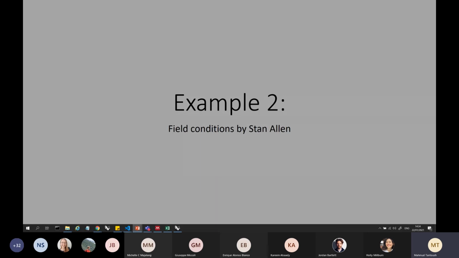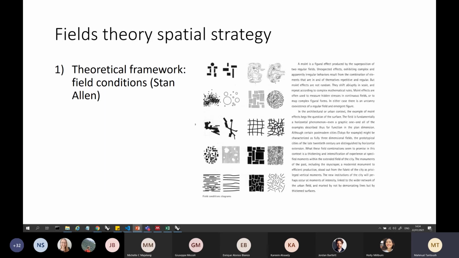Again, a theory presented today: field conditions by Stan Allen. We mentioned earlier, of course, that this theory is very helpful because it gives you two perspectives. Most theories give you two ways of doing things, to analyze and to generate. Field conditions, definitely one of them. Field theory, spatial strategy.